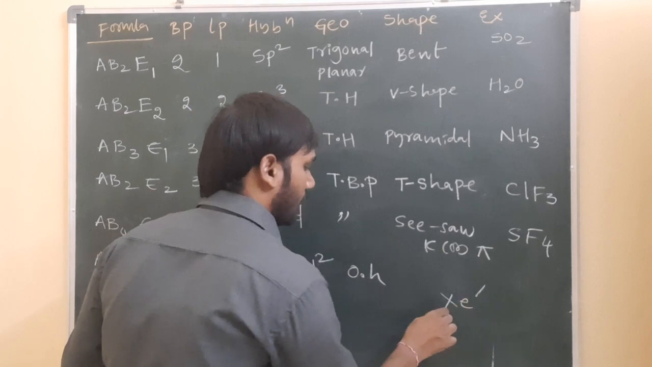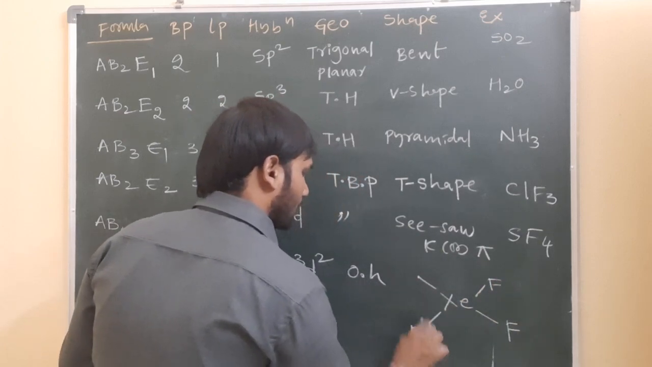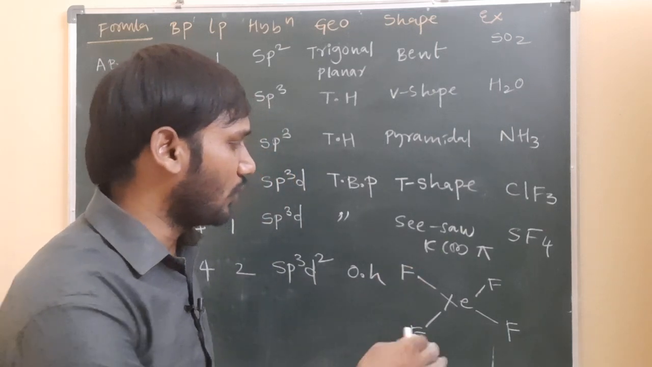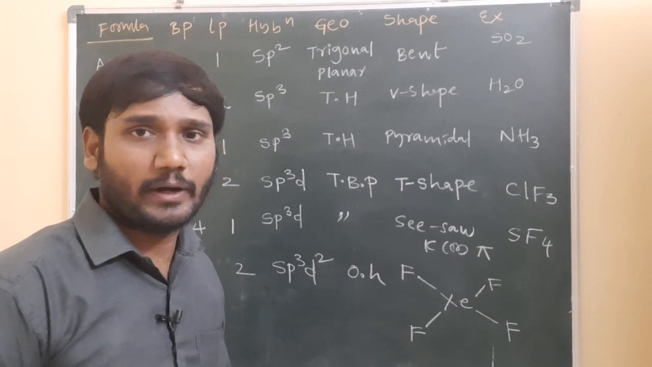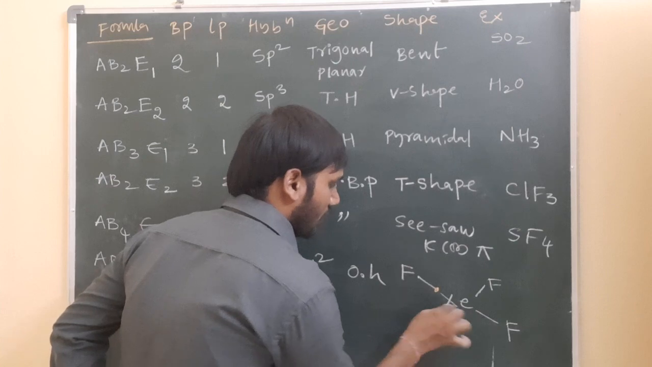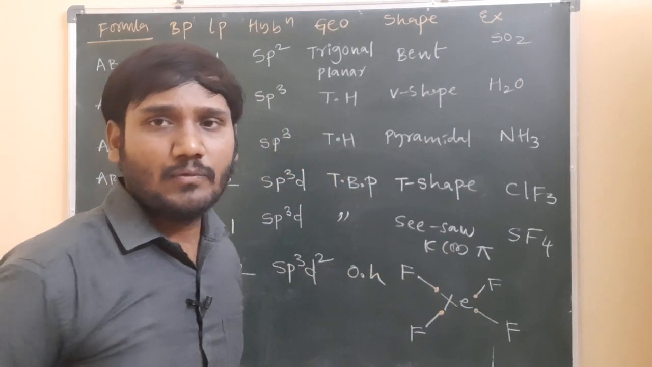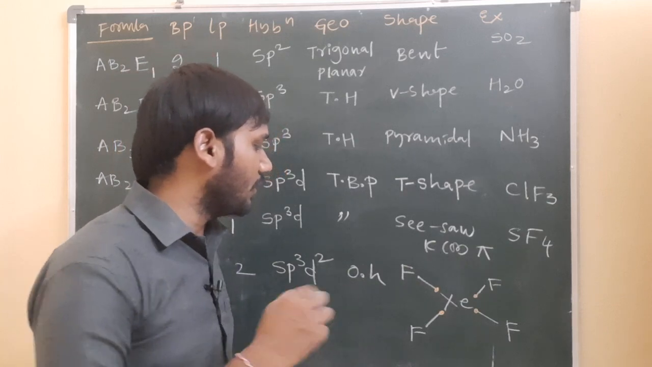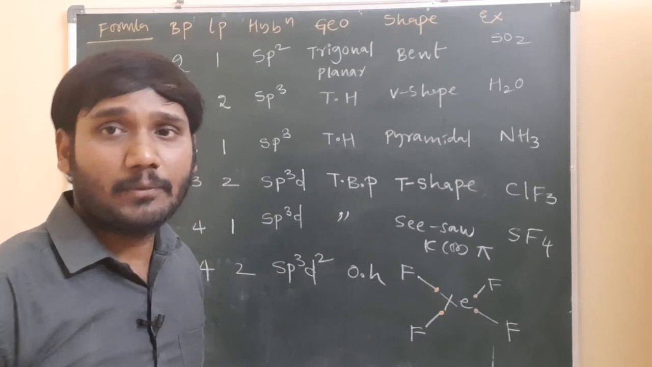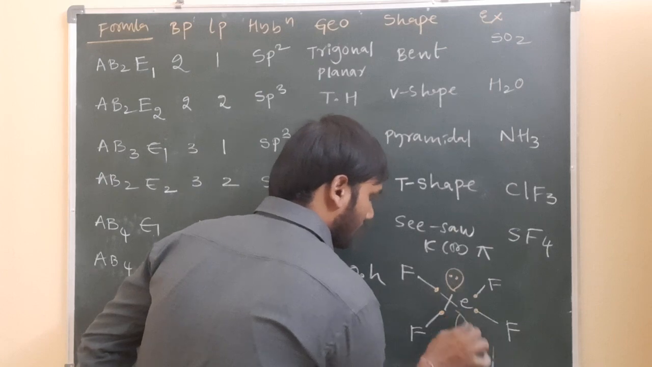Xenon is an 8th group element, so 8 valence shell electrons are present. Out of 8 electrons, 4 electrons of xenon form bonds with the fluorines. The remaining how many electrons are present? 4 electrons, nothing but 2 electron pairs. So 1 electron pair is above and 1 electron pair is below.